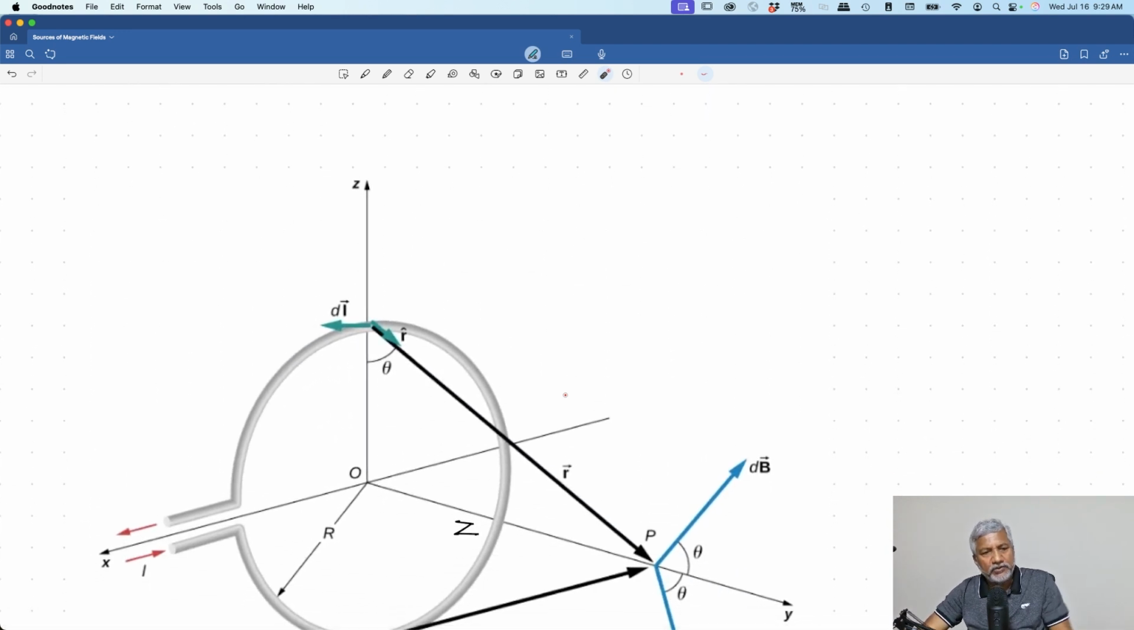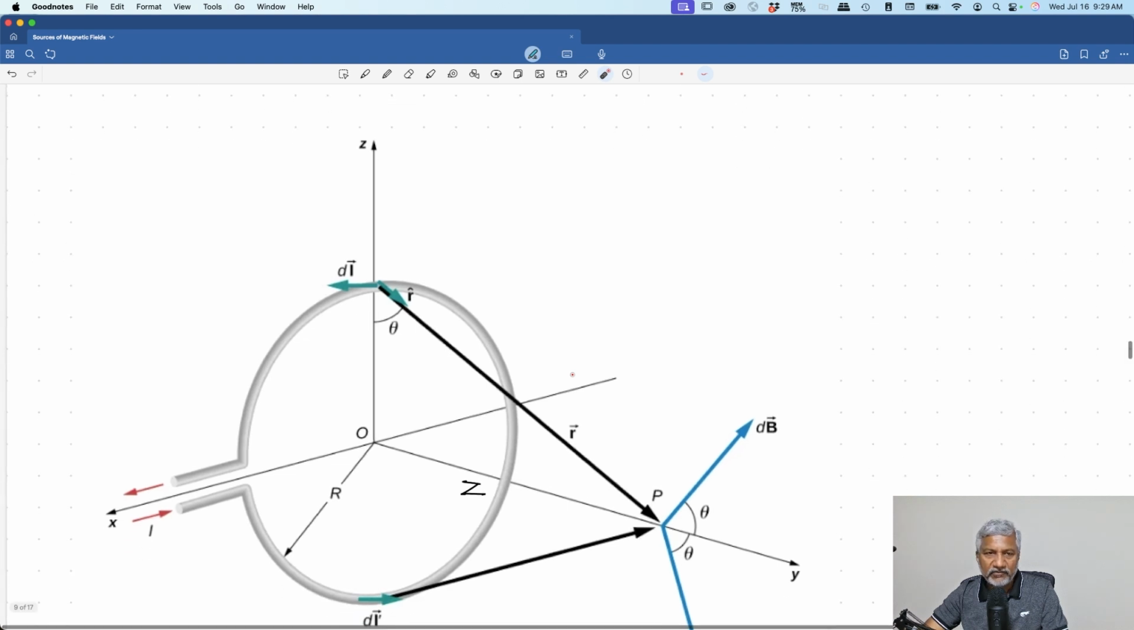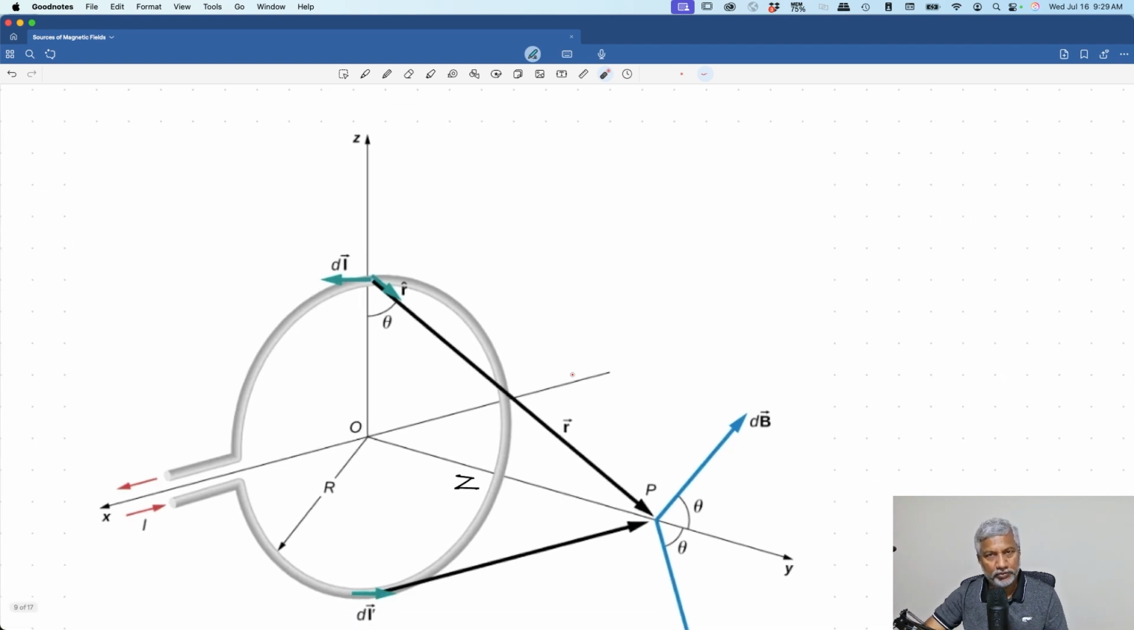So now what we're going to do is we will try to apply the Biot-Savart's law to find the magnetic field due to a circular loop at any point on its axis. So this is the loop. The radius of the loop is capital R. It's carrying a current I, so the current is coming in, flowing out through this, and it's Z distance away from the center. So we want to find the magnetic field here.